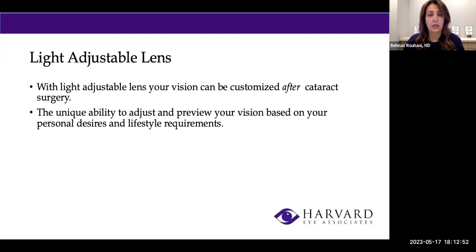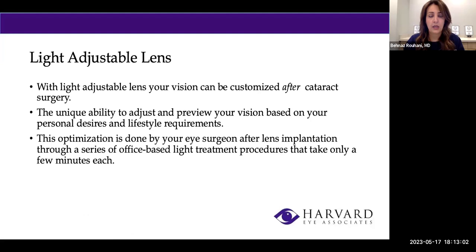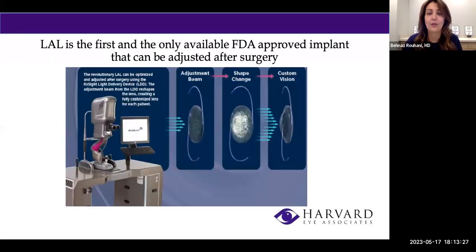They have the unique ability to adjust and preview your vision based on each patient's personal desires and lifetime requirements. And the optimization is done by your ophthalmologist, your surgeon, after lens implantation through a series of office-based procedures. The procedures are called procedures, but I always tell my patients these are not procedures. You're just going to sit at a slit lamp-like machine, and then we're just going to treat that lens with a little bit of bright light, which is UV light, for a few minutes.